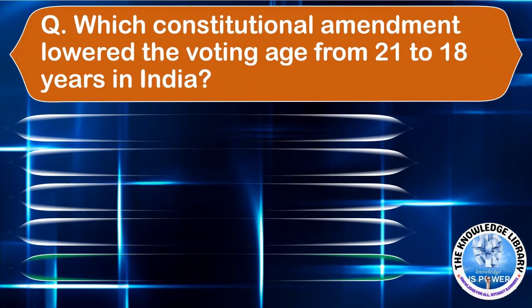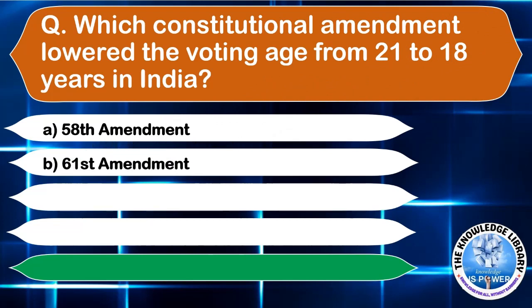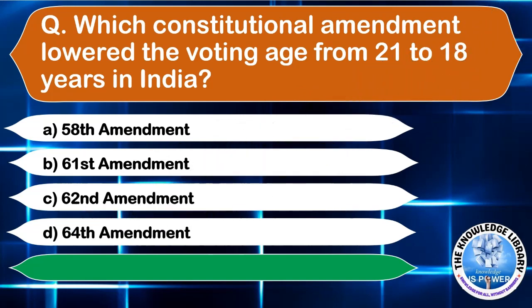Which constitutional amendment lowered the voting age from 21 to 18 years in India? Option A 58th Amendment. Option B 61st Amendment. Option C 62nd Amendment. Or option D 64th Amendment. The correct answer is option B 61st Amendment. Moving to the next question.